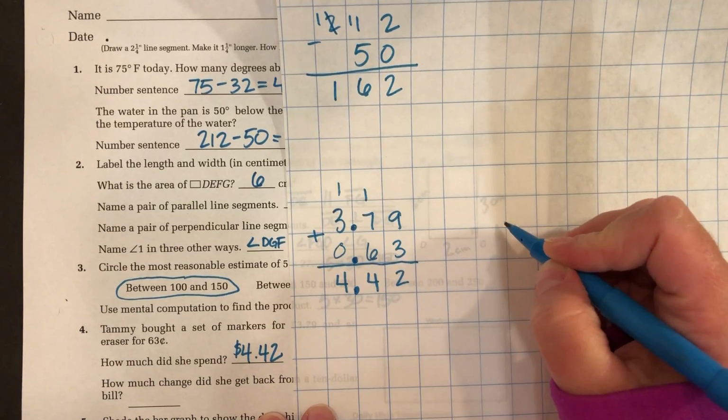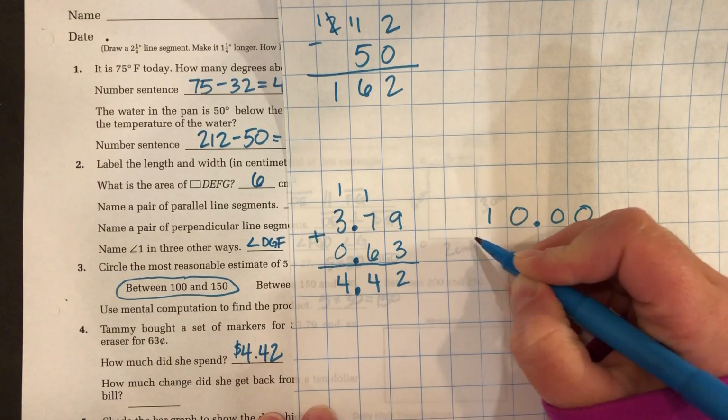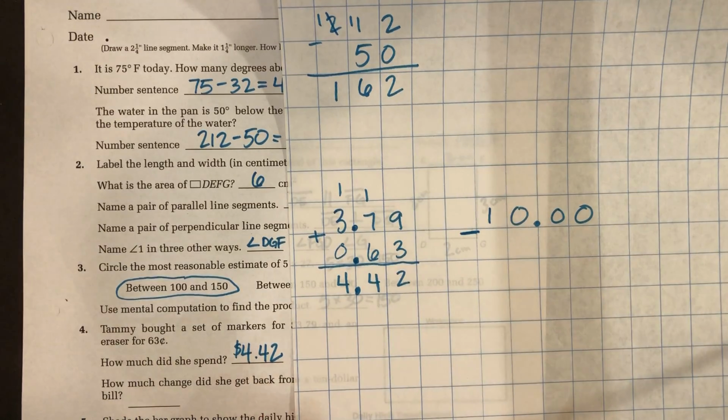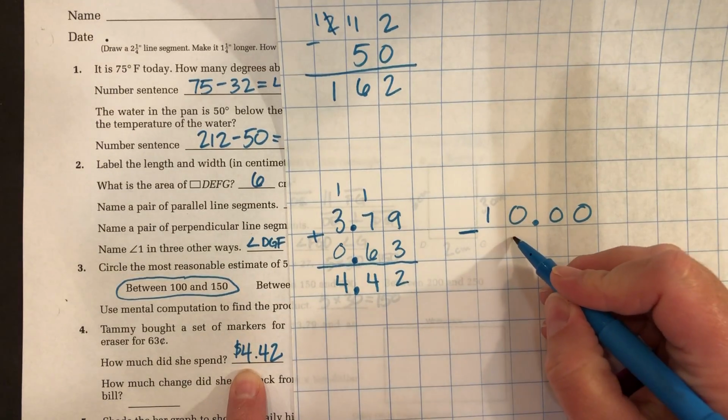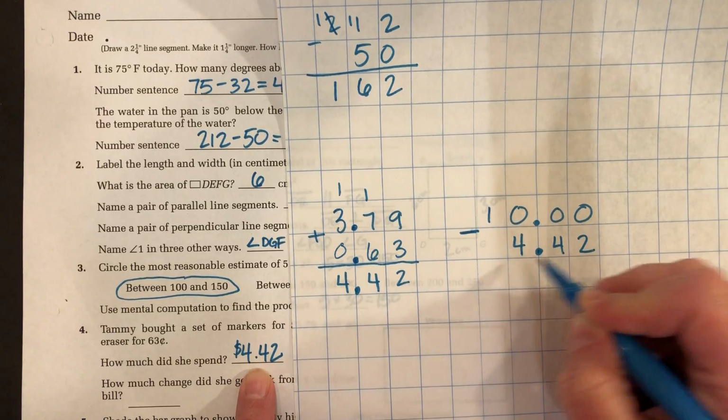So she paid with $10. I still have to line up decimal points when I'm subtracting. And I'm going to take out what she paid and see what my change is. Lined up the decimal point.